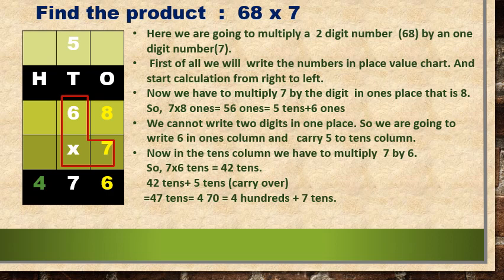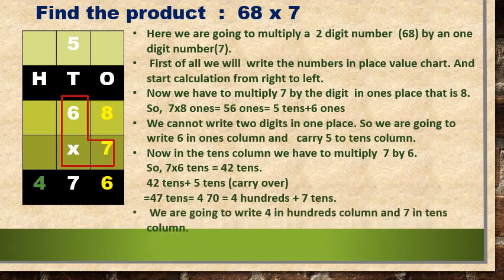So we can write 470 like this: 4 hundreds plus 7 tens. So we are going to write 4 in hundreds column and 7 in tens column. Clear? So the final product is 476 and that is our answer. So the answer is 476. Followed?